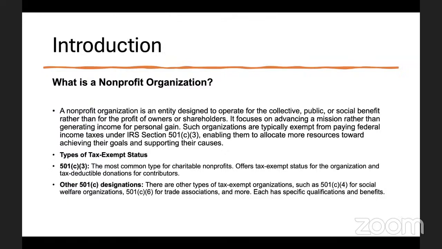The other 501(c) designations are types of tax-exempt organizations, such as 501(c)(4) for social welfare organizations, 501(c)(6) for trade associations, and more. Each has specific qualifications and benefits, but the most important one for us is the first one, 501(c)(3), which is what we're going to use to start our nonprofit.